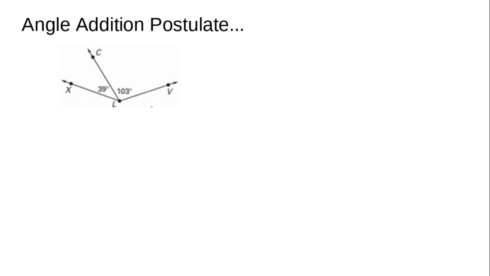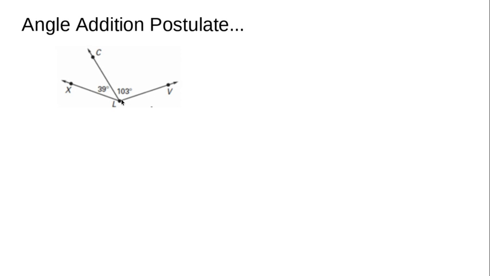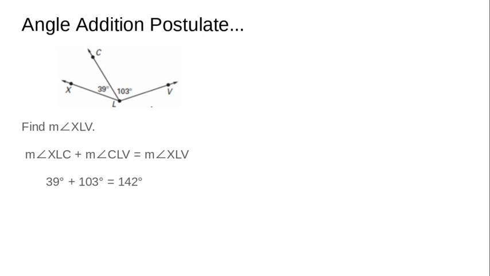Sorry. So we'll look at the angle addition postulate here. We are told that XLC is 39 degrees and CLV is 103 degrees. So if we wanted to find the measure of XLV, that's the whole big angle, we're going to need to add those parts together. So 39 plus 103 is 142 degrees. So the measure of angle XLV is 142 degrees.